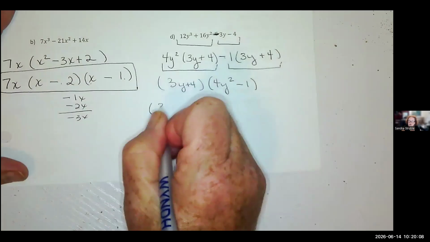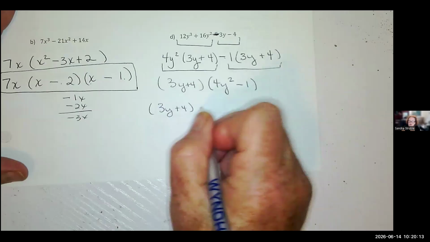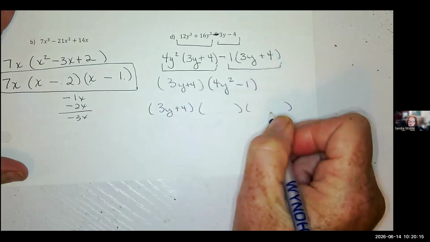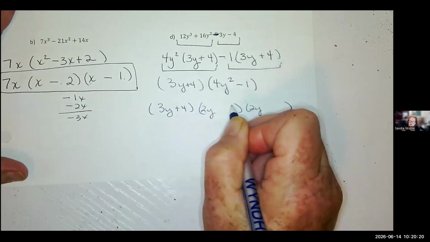But for this term over here, this binomial, it is the difference of 2 squares. So 2y and 2y, 1 and 1, positive and negative. Now it is fully factored.